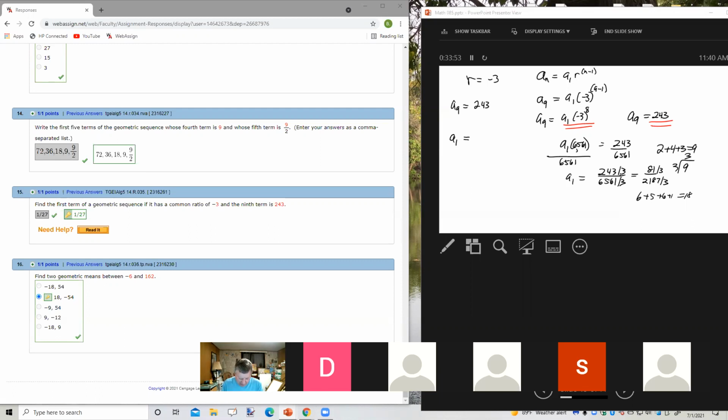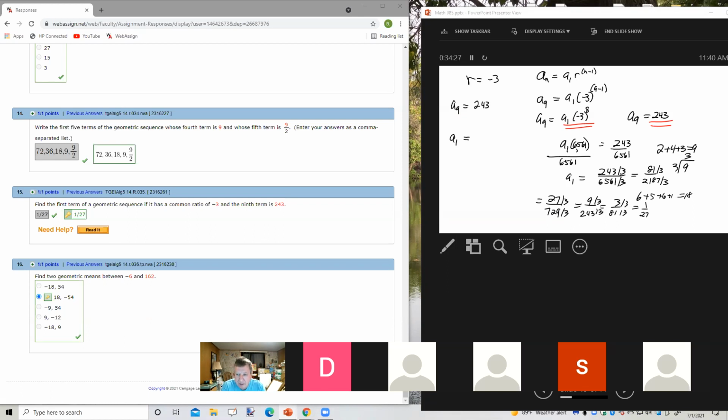So what do we got? We got 81 divided by 3 is 27, and 2187 divided by 3 is 729. Oh man, 3 goes in again, doesn't it? This is 9 over, let's see, that divided by 3 over 243. 3 goes in again. Wow, there's just too many 3s here. And then 3 goes in again.